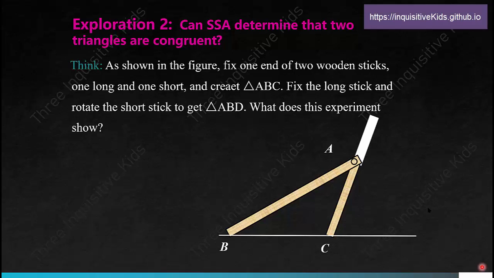Exploration 2. Can SSA determine that two triangles are congruent? Think. As shown in the figure, fix one end of two wooden sticks, one long and one short, and create triangle ABC. Fix the long stick and rotate the short stick to get triangle ABD. What does this experiment show?